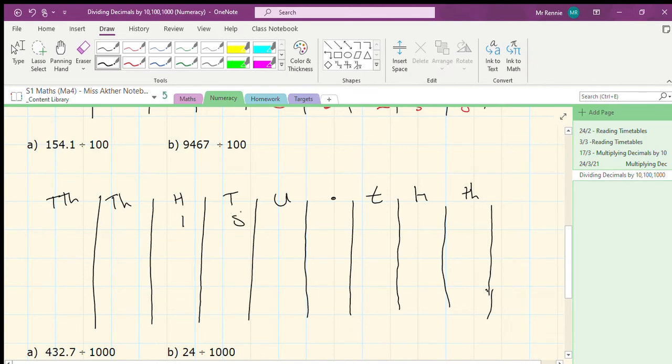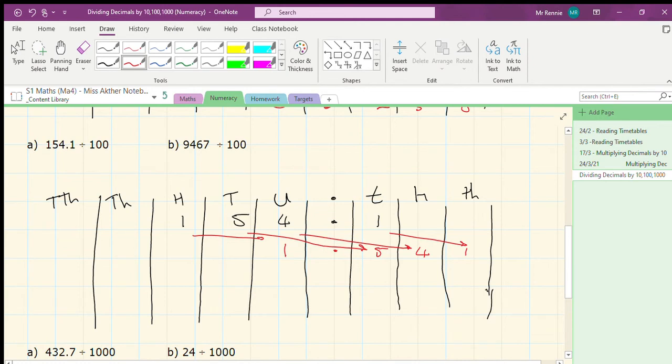So I've got 154.1, and I'm going to divide that by 100, so that means I am moving 2 places over to the right. Okay, so you can see my arrows I've moved there. So the 1 would go not to the tens but to the units. So 1 point, and then we're going to get 5, 4, 1.